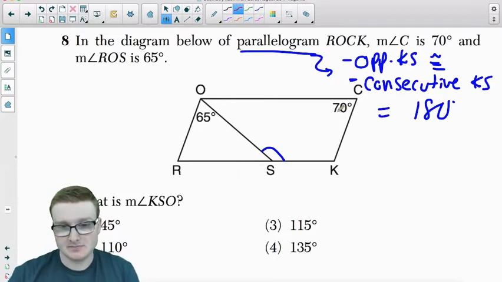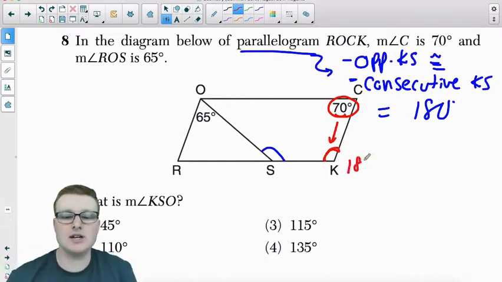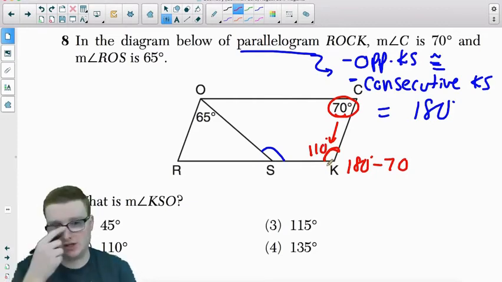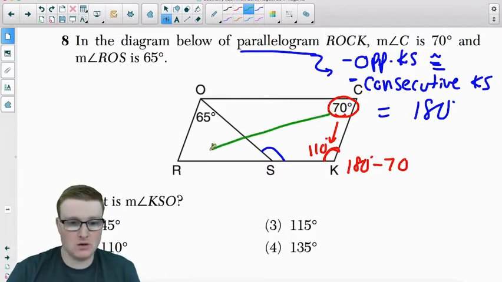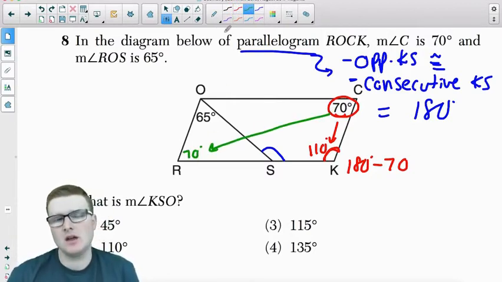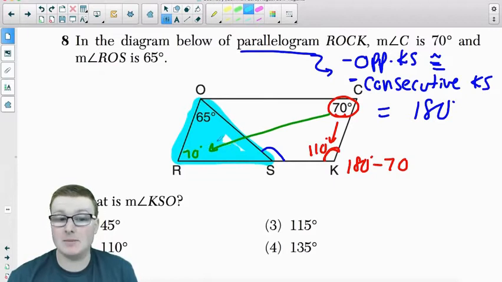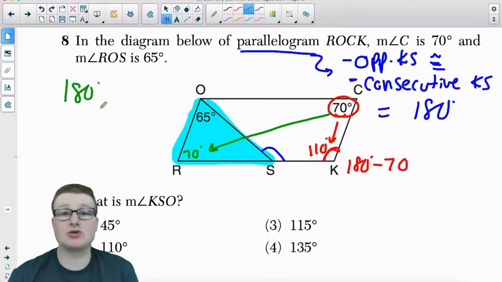So that means if this is 70 degrees, the angle next to it, or the adjacent, or the consecutive angle, is going to be 180 degrees minus the 70. This angle over here is actually going to be 110 degrees. We're just filling in a whole bunch of information that we need to know. Now, we just said that opposite angles are congruent. If this is 70, all the way over here, this is also 70 degrees. Well, folks, what is this right here? That is a triangle. How many degrees are there in a triangle? 180 degrees. So we just take 180 degrees minus the 70 degrees minus the 65.